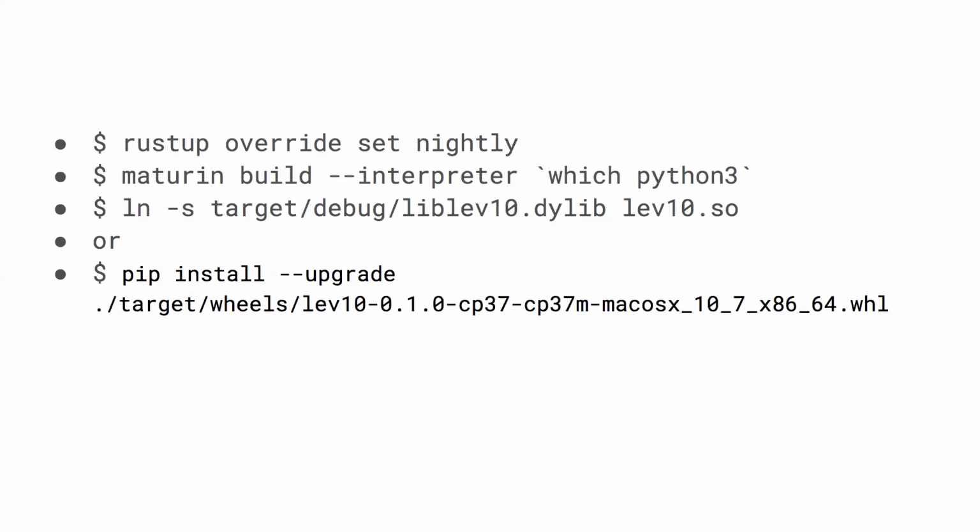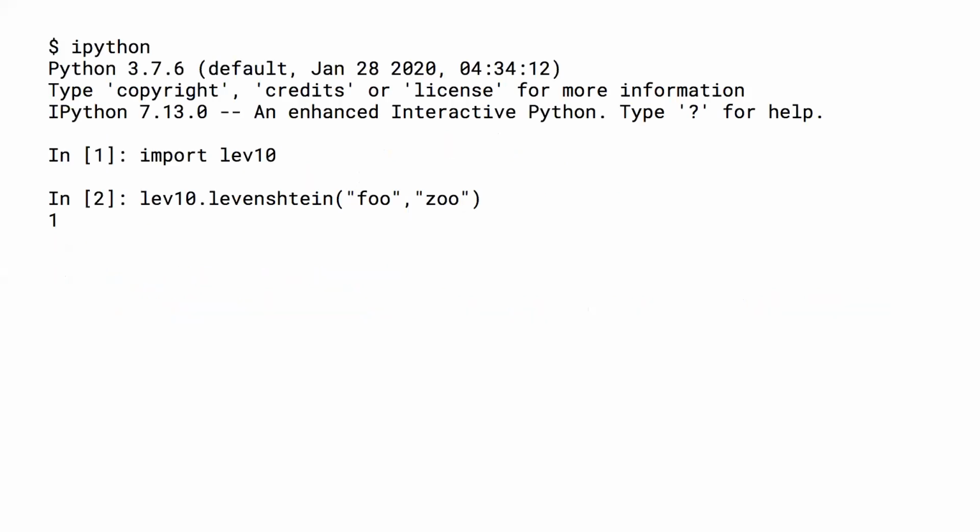We use Maturin to build our wheel, and in turn it also builds the dynamic library. We just create this nice symbolic link, which we can then load directly from within IPython and load the lev10 module. So you can just fire up IPython within the build folder after you've made that symbolic link, import lev10, and then you get lev10, Levenshtein, and you can calculate the distance between those two strings.